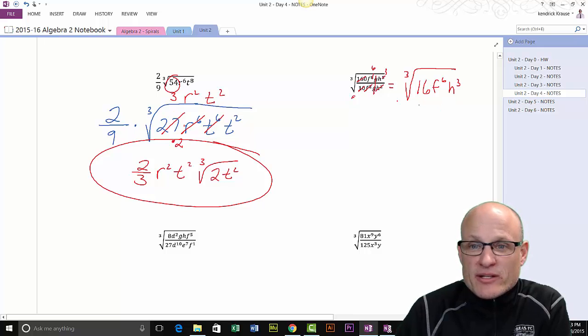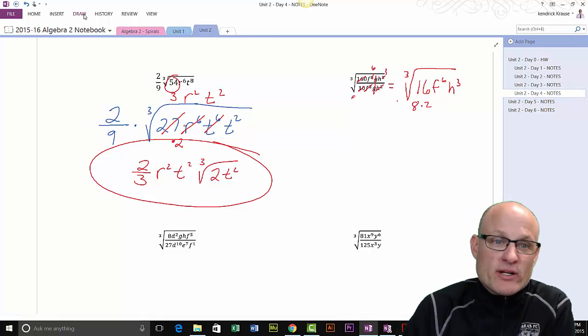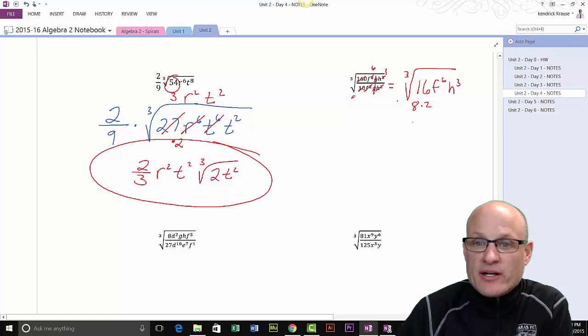Now, in order to save a little bit of time, I know this is 8 times 2. And then everything else is already written as perfect cubes, so I'm just going to start simplifying. The cube root of 8 is 2. The cube root of f to the 6th is f squared. The cube root of h cubed is just h. So the only thing left over underneath the cube root sign is that 2.